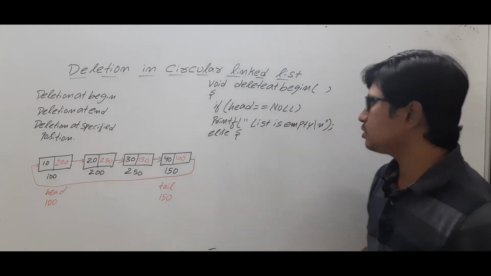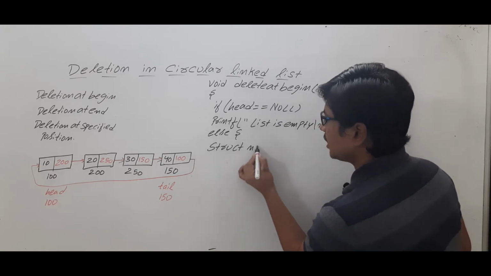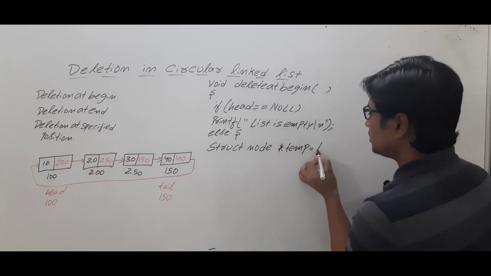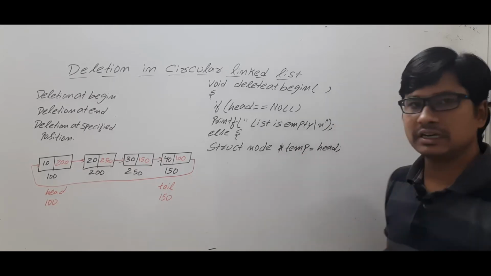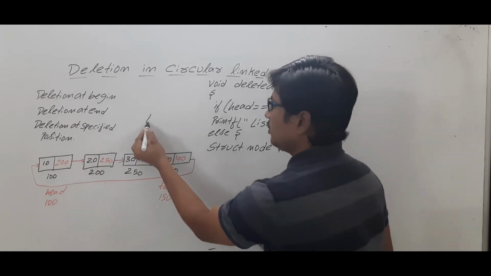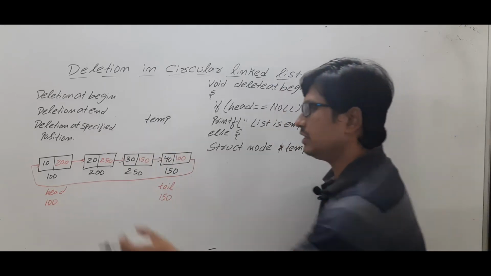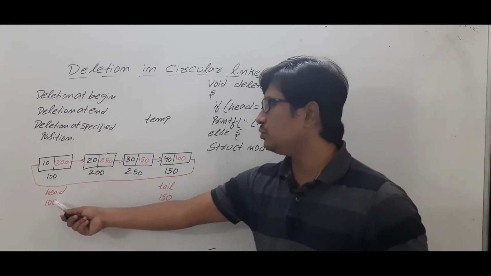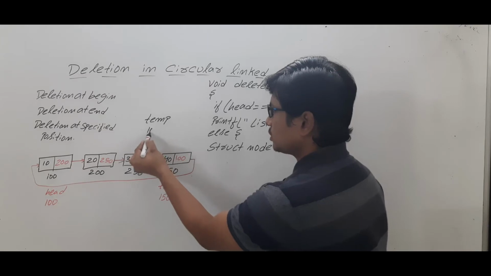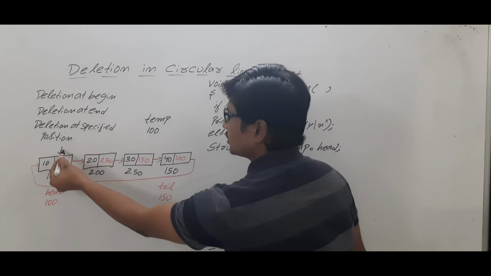So to do that, I will declare one pointer called temp of struct node type, and I will initialize it with the head. Is it clear? I am initializing it with the head. Now look here. We have declared a temp which is a struct node pointer. It can store the address of a node. Now look at what value is there in the head. It is 100, which is the address of the first node that you are storing here. Is it clear? Now temp is pointing to the first node.